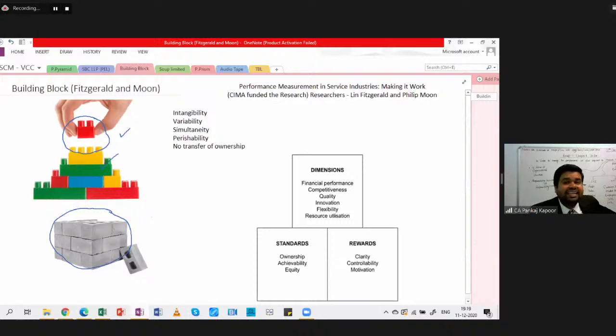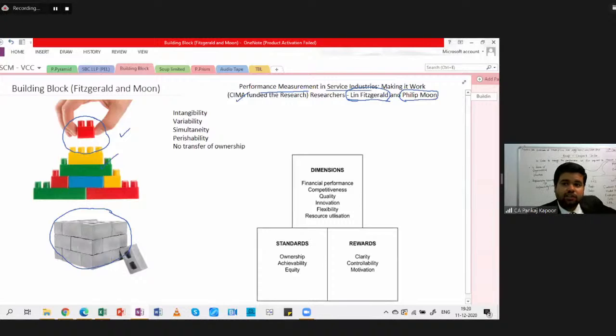In the year 1996, CIMA, the Chartered Institute of Management Accountants, conducted a research by two researchers, Lynn Fitzgerald and Philip Moon. Who sponsored the research, who paid the money to conduct it? It was CIMA London. They conducted research on how performance can be measured in the service industry.